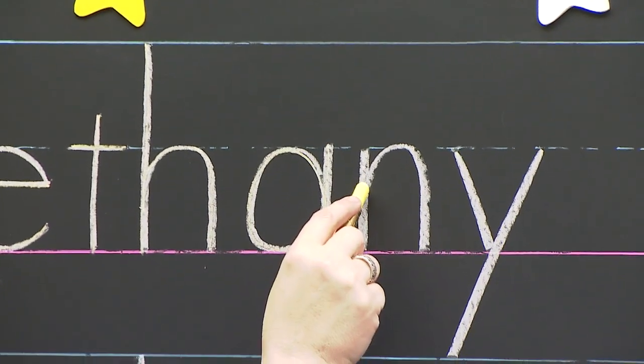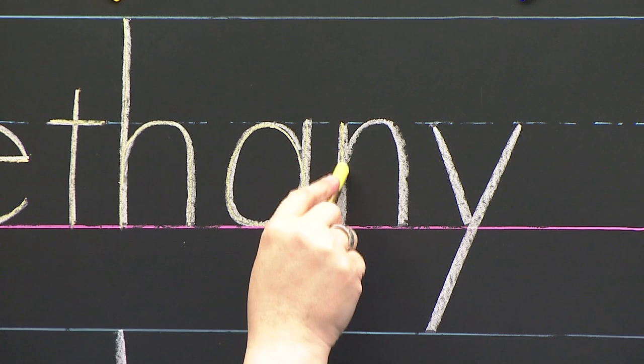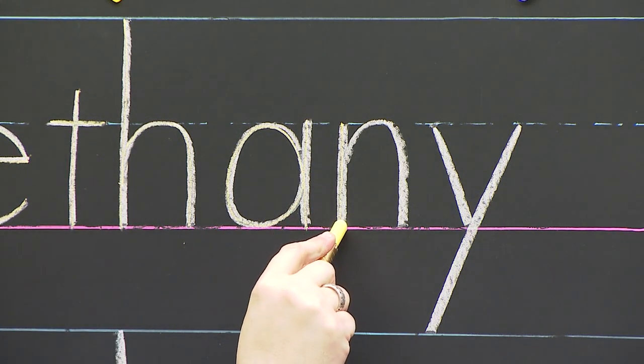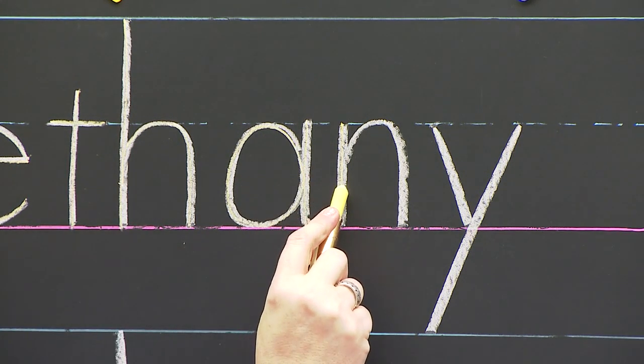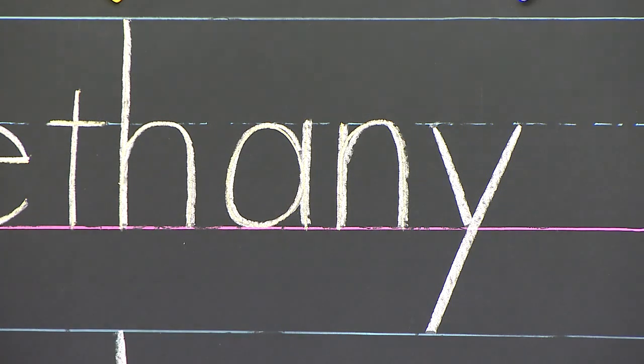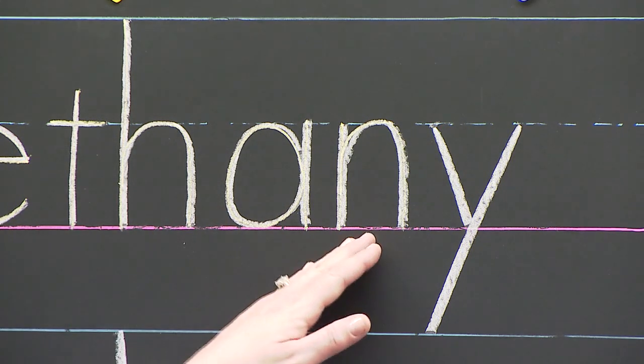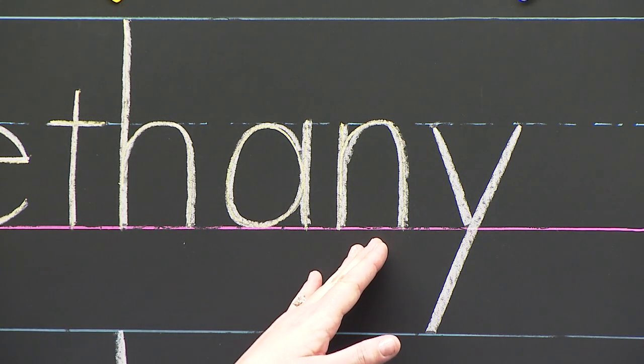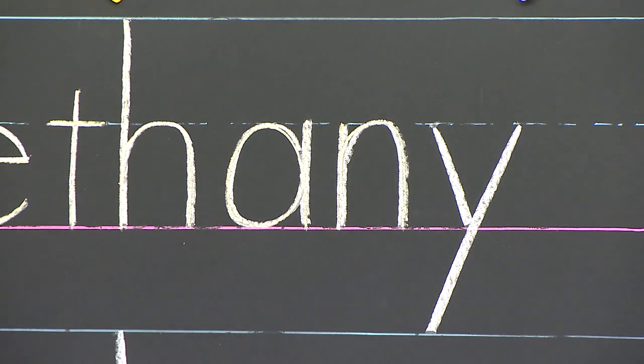Then I'm going to go to this letter right here. I start at the dotted line and I walk straight down to the pink carpet. I'm going to start in the middle. I'm going to retrace back up to the dotted line and curve and go down to the pink carpet. Ooh, now lots of names have this letter in it. What letter is that? N. Good job.